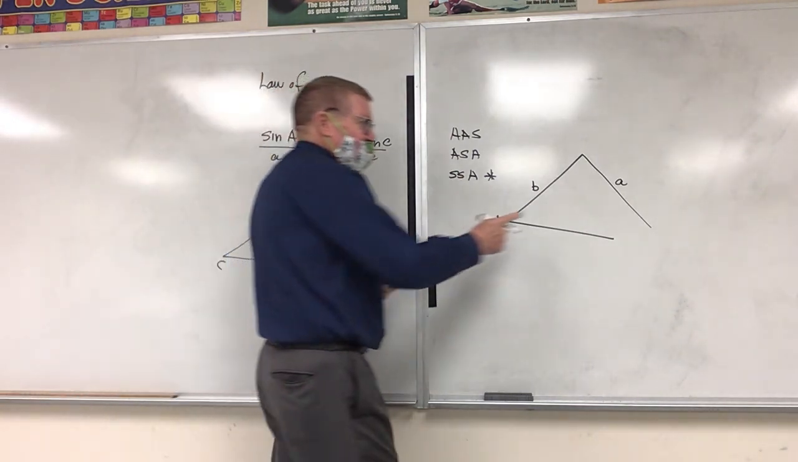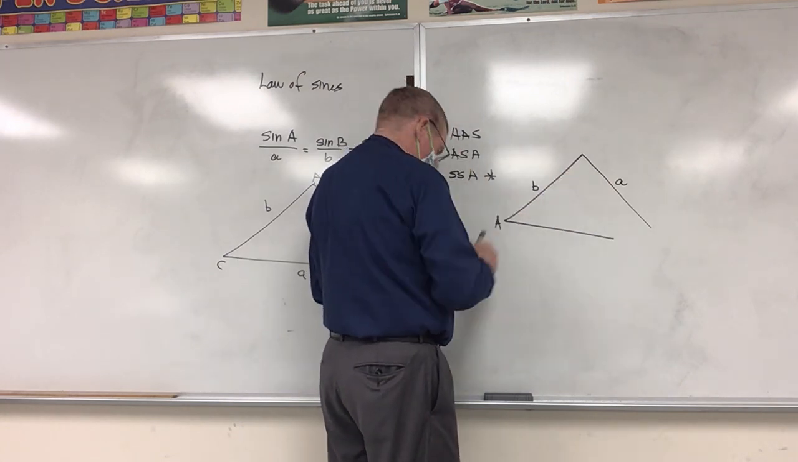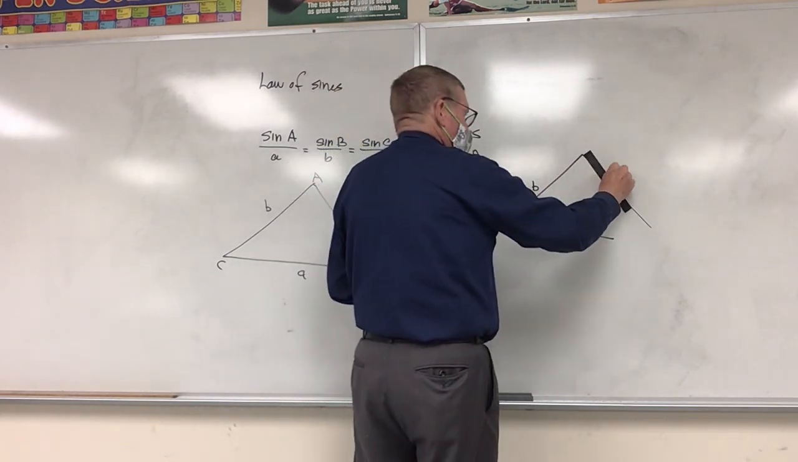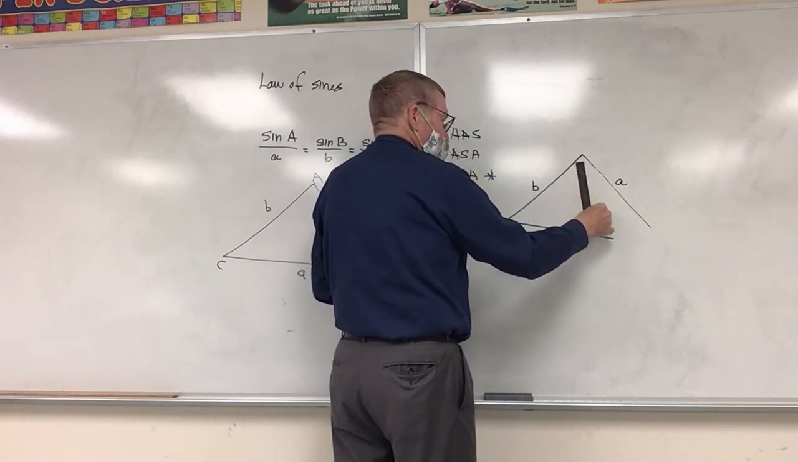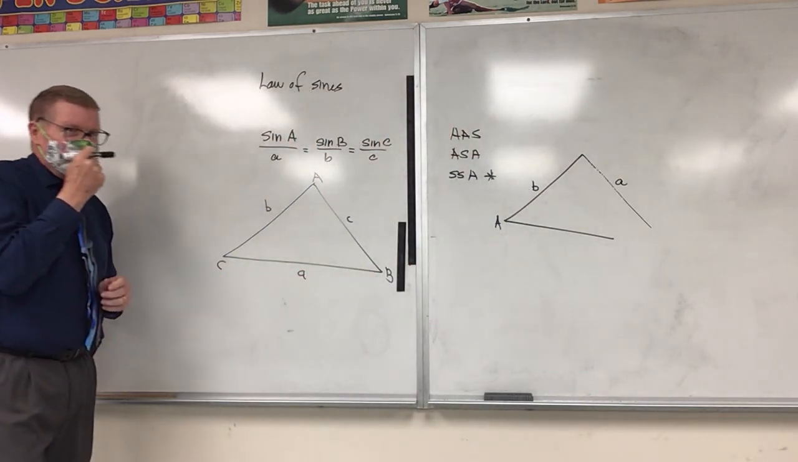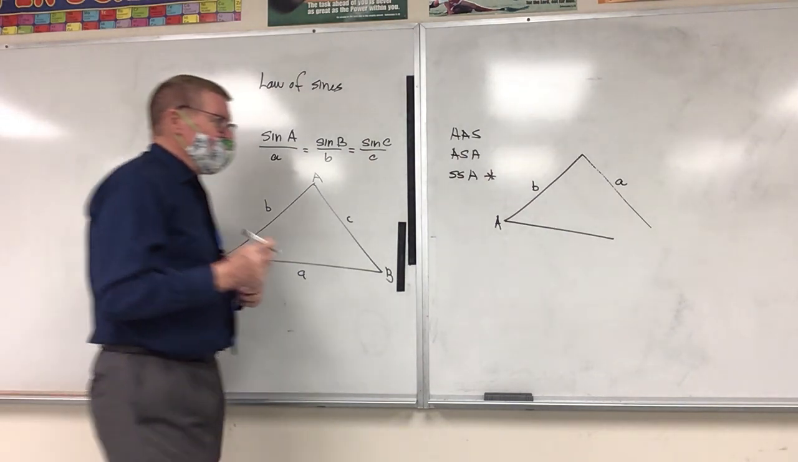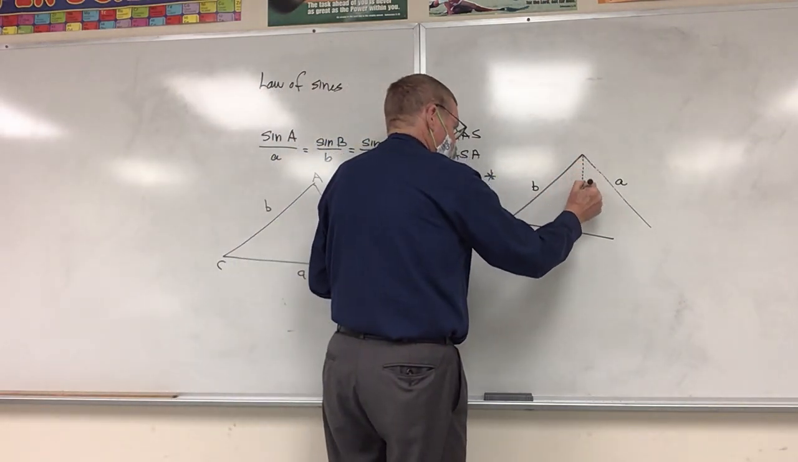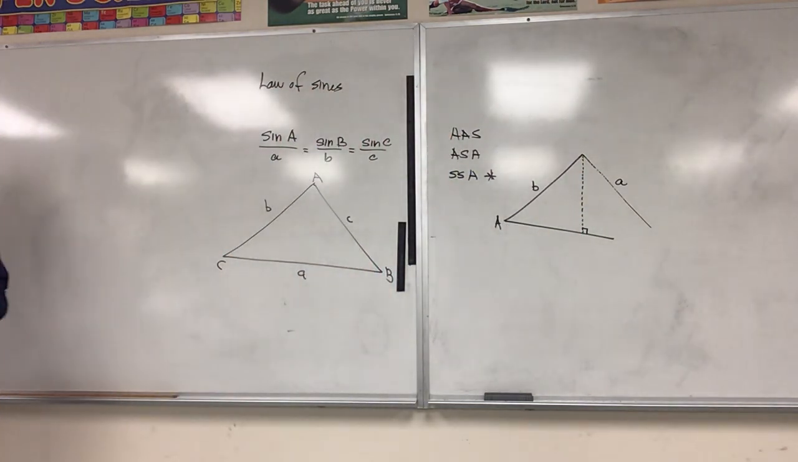So this is the side that's flexible, because I don't know what this angle is. So this side here actually can move. It could be here, it could be here, it could be here, and so on. So what do we do to determine if that side moves, and where does it move? Well, I make a right triangle.